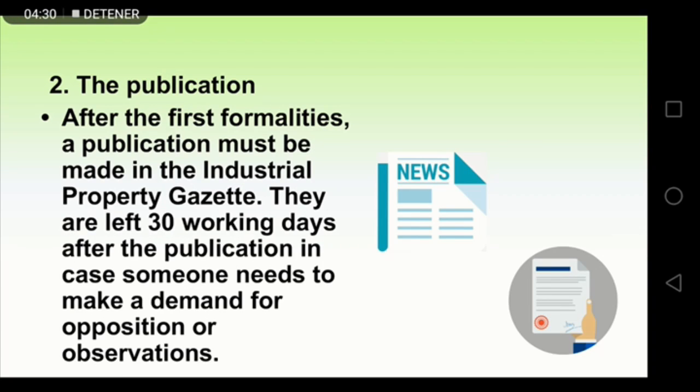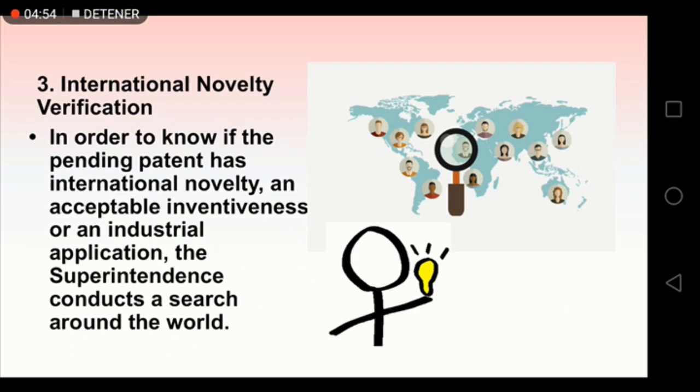2. The publication. After the first formalities, a publication must be made in the Industrial Property Gazette. There are 30 working days after the publication in case someone needs to make a demand for opposition or observation. 3. International novelty verification.